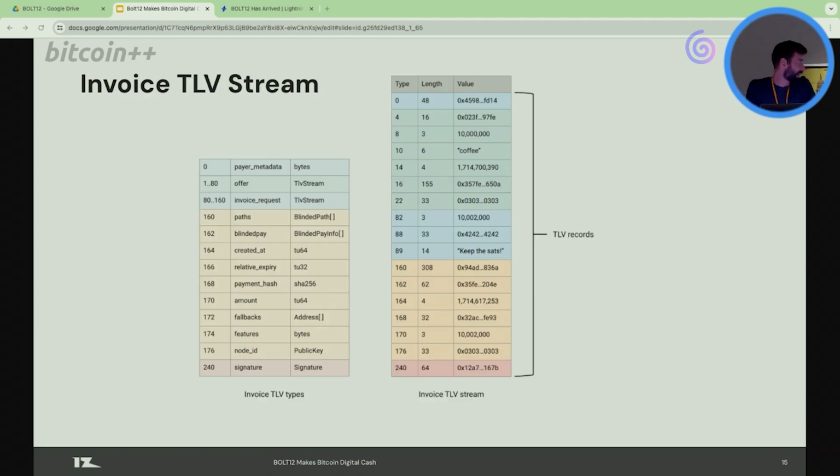So very similar to the last time, we include both the offer and now I guess the invoice request TLV stream in there, and any additional invoice fields or records. And we don't include the signature from the invoice request, but we do include the signature of the invoice.